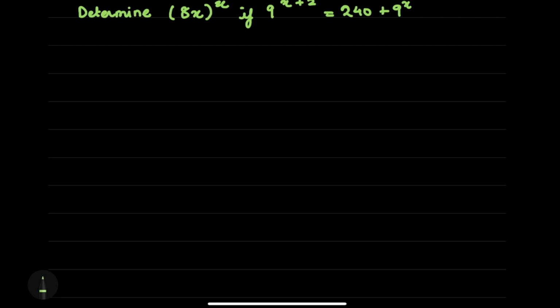So we'll do a different kind of question now, where we have to determine 8x whole to the power x, and we have an equation 9 to the power x plus 2 is equal to 240 plus 9 to the power x. So let's first take the expression that we have, the equation that we have, and simplify this using the laws of exponents.